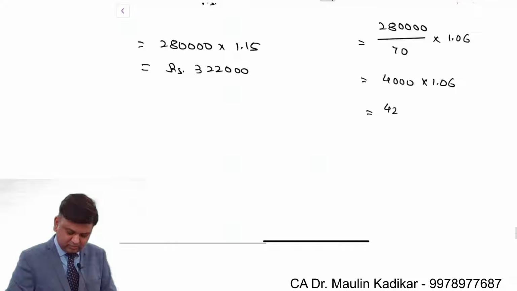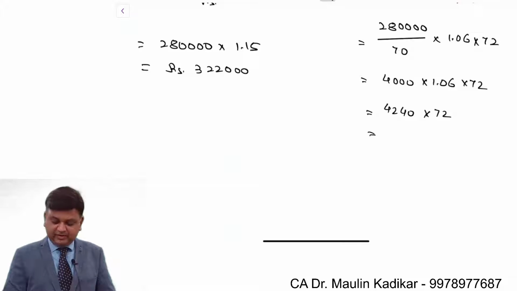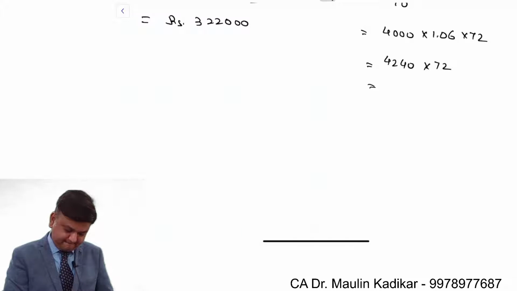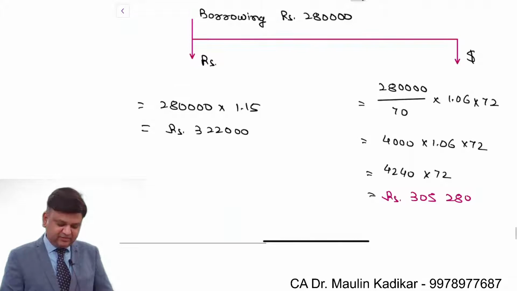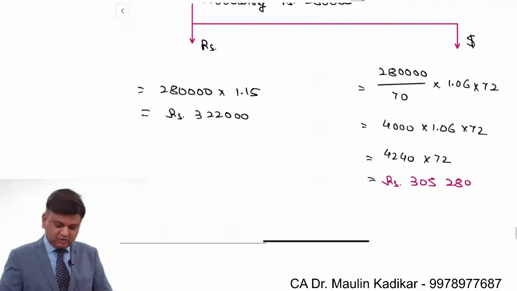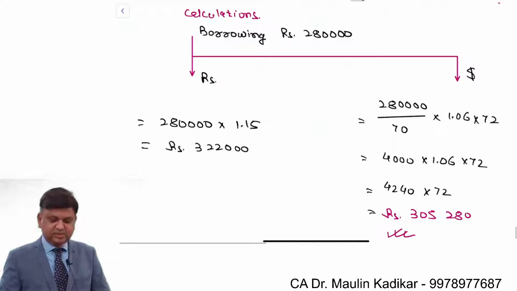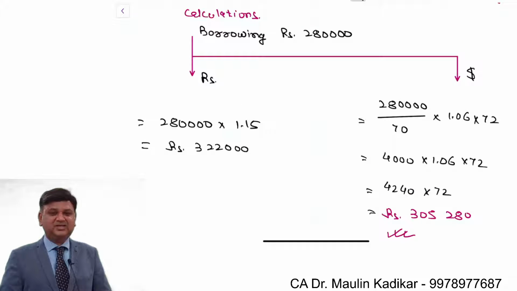So that comes to 4240 into 72 (forward rate). That comes to 305280. That is the way we will have the repayment. And of course, the option which is having the lower repayment is required to be selected. That is, you should borrow in dollar currency in this example.